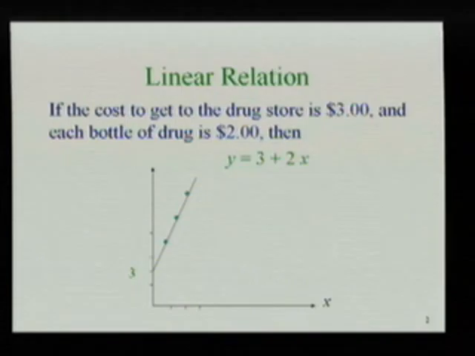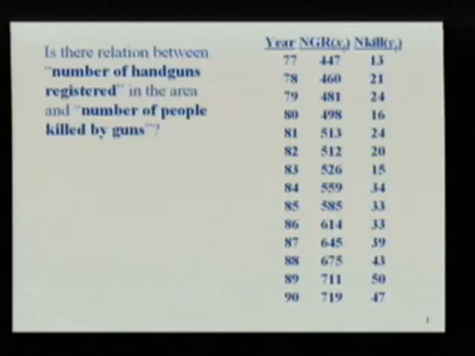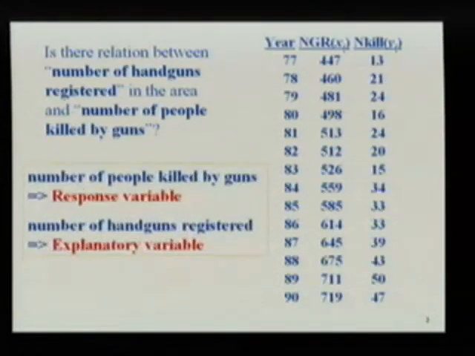However, in practice, there are some relations in the world that are not so deterministic. If you recall this example, we talked about the number of handgun registrations and the number of people killed in the community or in certain states. In some years you may have 447,000 handgun registrations, but 13 people killed. In another year, you might still have the same number of handguns registered, but the number of people killed will be different. So the relation between the outcome and the factor, the x and y variables, is not fixed. It varies, and even at the same level of x, the y may be different.